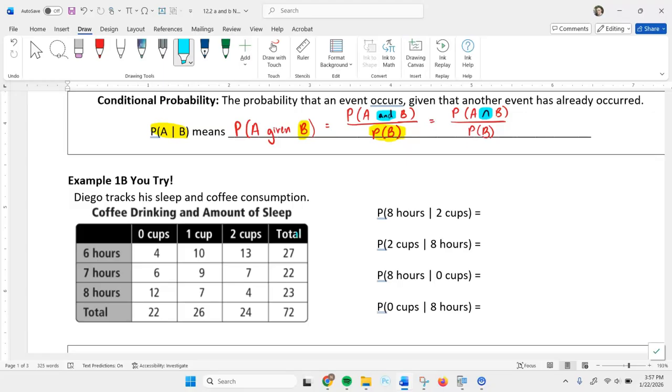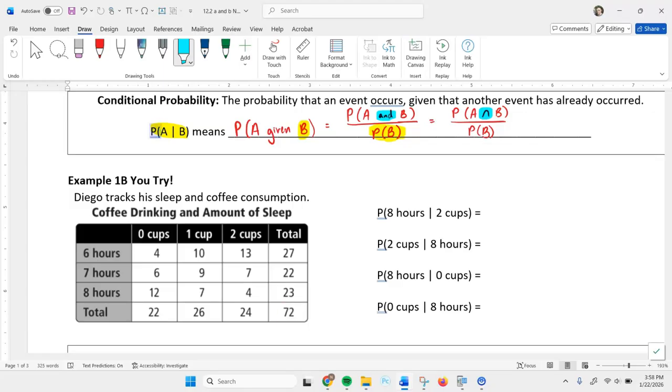And we can see our totals are in this last column, and our totals in this bottom row. So that represents 22 days where he didn't have any coffee, 26 days where he had 1 cup, and 24 days where he had 2 cups. And this bottom right corner tells us that there were 72 days total that he did this study.